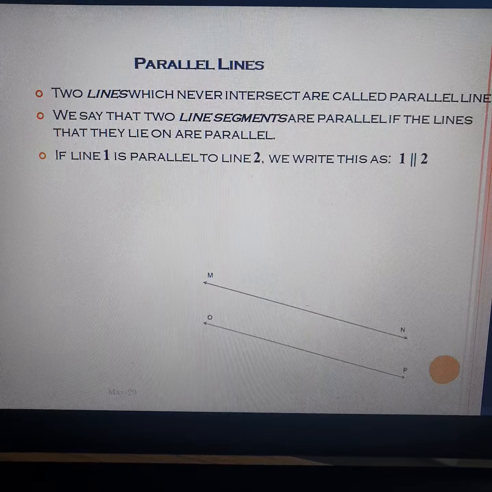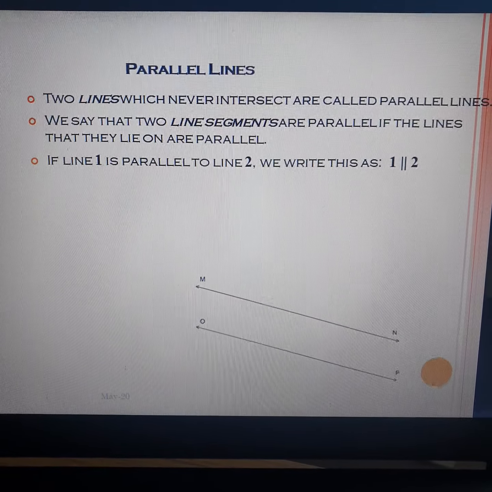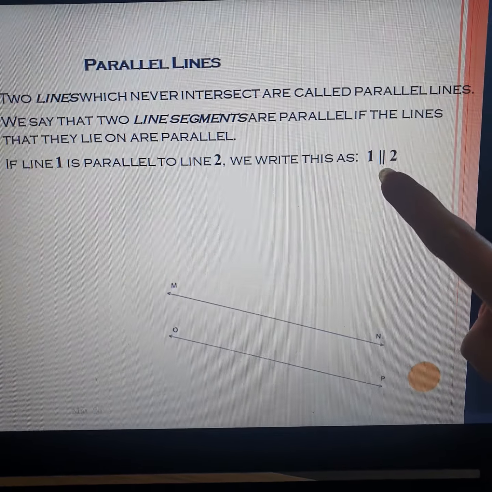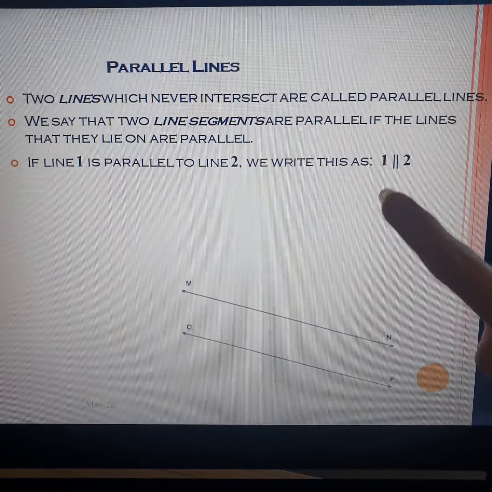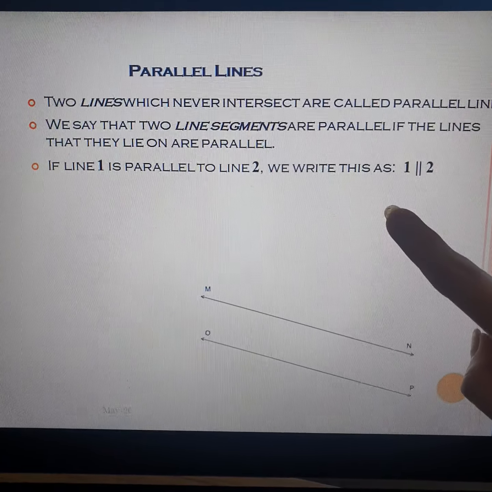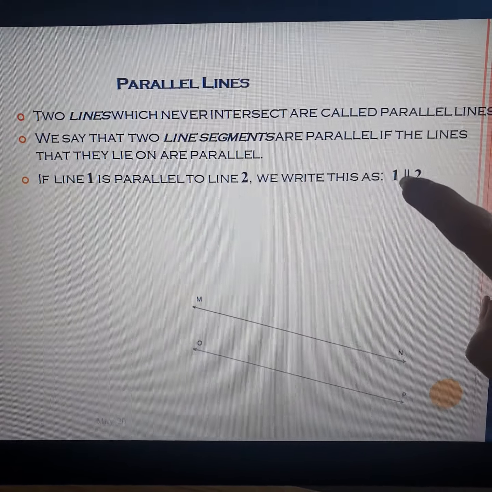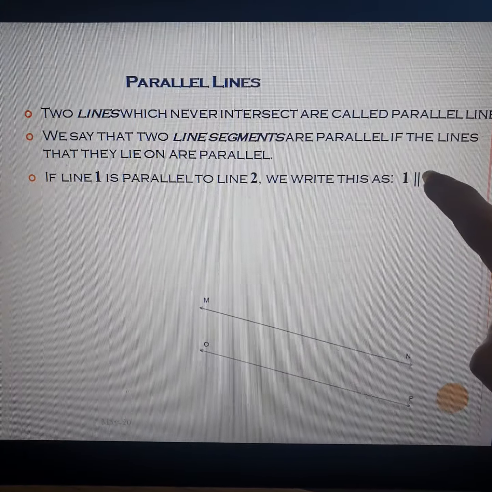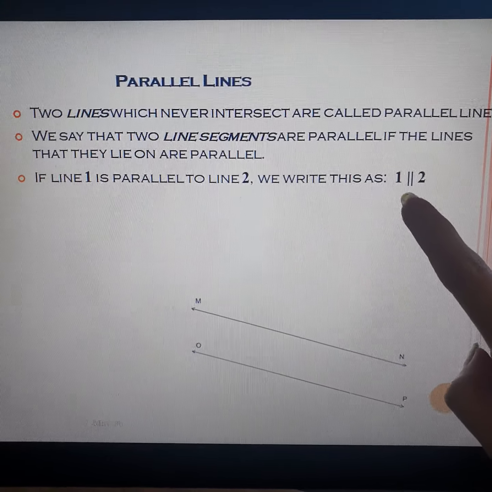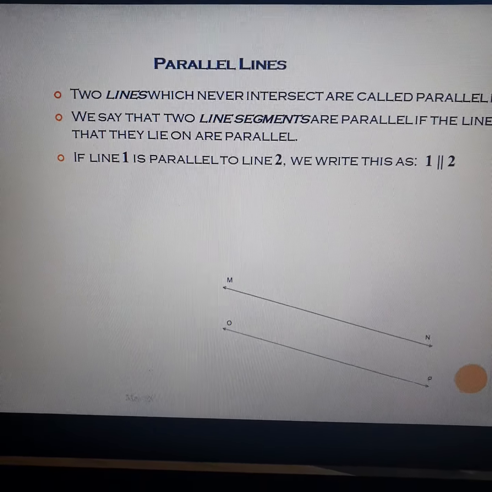If line 1 is parallel to line 2, then we write it as 1 being parallel to 2. Now that symbol there is really important to take down, right? So you need to be taking these points down as you're going through this PowerPoint. So stop it as you can. So this symbol here, parallel. So line 1 is parallel to line 2. Sometimes they might just write that and you have to know that that's what it means, okay?